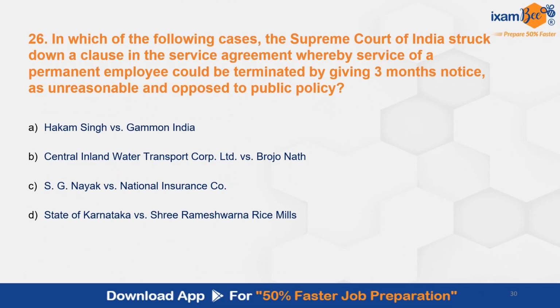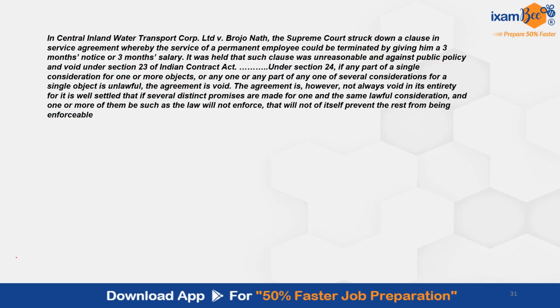Question 26. In which of the following cases the Supreme Court of India struck down a clause in service agreement whereby service of a permanent employee could be terminated by giving 3 months notice as unreasonable and opposed to public policy? The correct answer here is B, Central Inland Water Transport Corporation Limited versus Brojunath. In this case, the Supreme Court struck down a clause in service agreement whereby the service of a permanent employee could be terminated by giving him 3 months notice or 3 months salary.